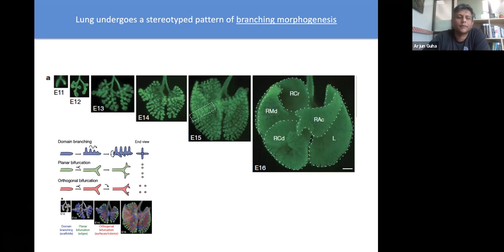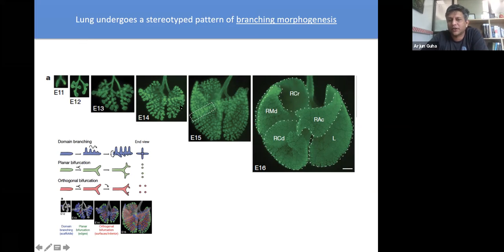Quickly to recap, the process of branching morphogenesis in the lung is highly stereotyped. This is going to be very important because in the kidney, as you will see, it is not highly stereotyped. What that means is that in three dimensions, both in space and time, the process of branching follows exactly the same pattern. Meaning you can take two different lungs from two different animals at the same stage, and you will find that they have virtually overlapping patterns of branching.